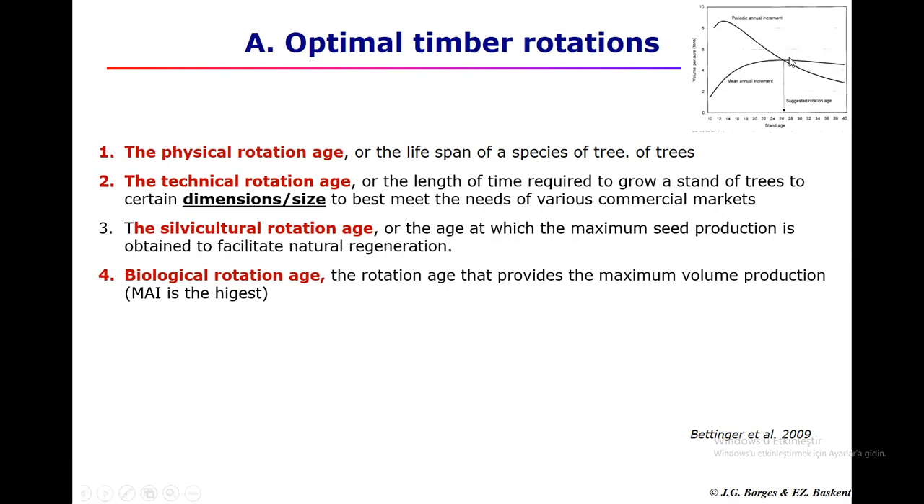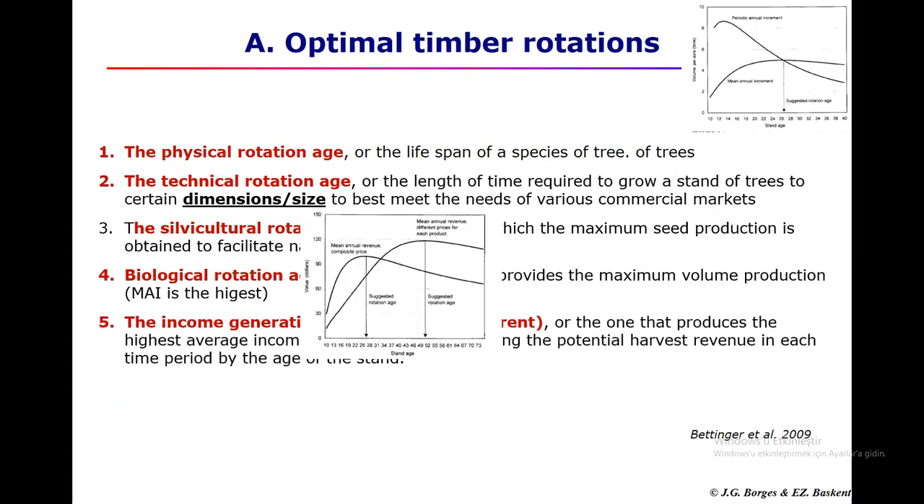So the cross section, the point where the periodic annual increment and the mean annual increment cross each other, this age becomes the age where the stand maximizes the amount of volume produced, regardless of the size. So we are not looking at the size over here. Size is not a problem here, just the mass amount of volume. If you have the objective, for instance, of pulp and paper, you're looking for the maximum amount of production. This is the rotation period that you're looking for.